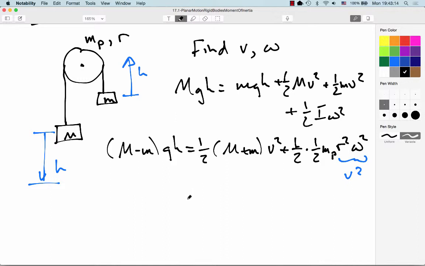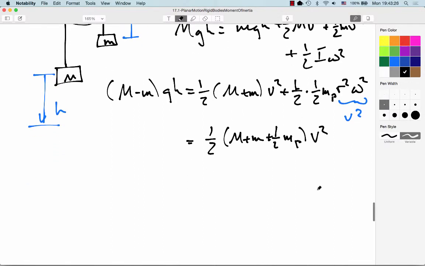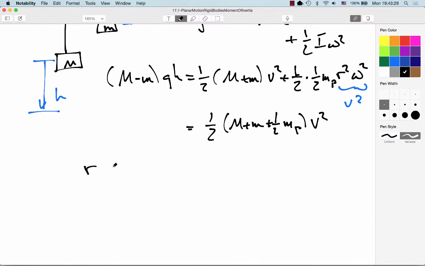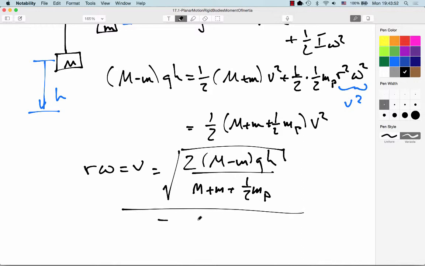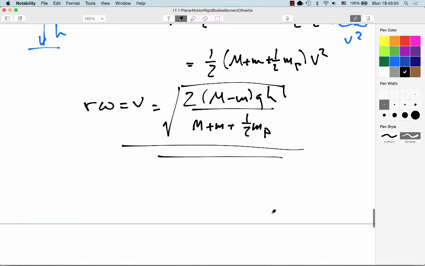So I can take this a little further and write this as 1/2 (M plus m plus 1/2 the mass of the pulley) v squared. So then I can solve for both v and omega, since v is equal to r omega. So I'll just leave that for you to turn the crank there. v is equal to root of 2(M minus m)gh over (M plus m plus 1/2 the mass of the pulley). Okay.